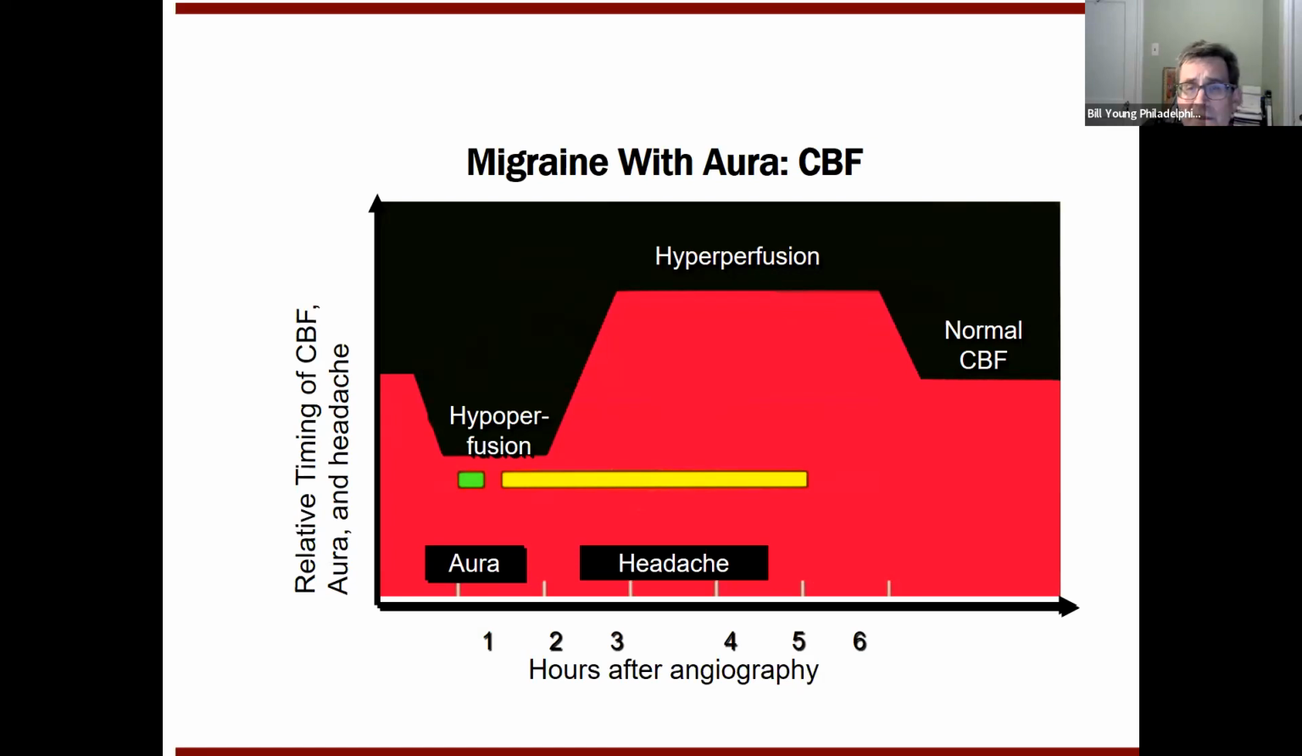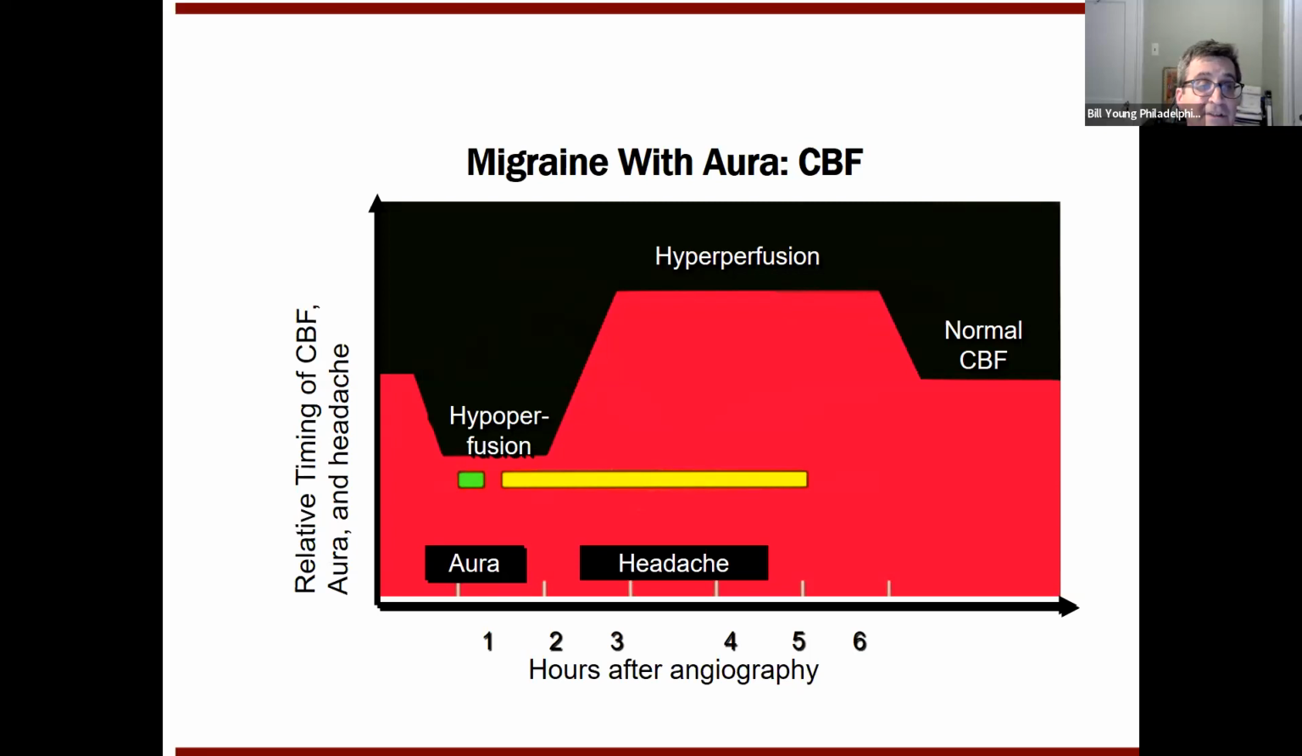This is what we used to be taught, and this is what you'll still hear sometimes from those who have not kept up with modern thinking, that aura is caused by constriction of blood vessels in the head, and the headache is caused by dilation. And it turns out that while constriction and dilation of blood vessels does occur, it's in the wrong time frame for explaining the aura or explaining the headache.